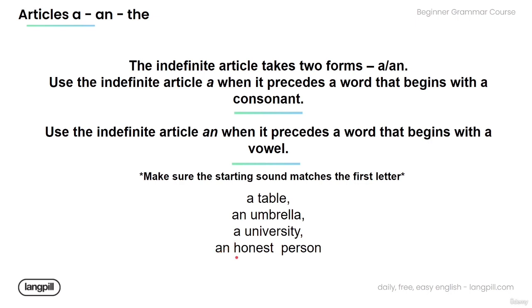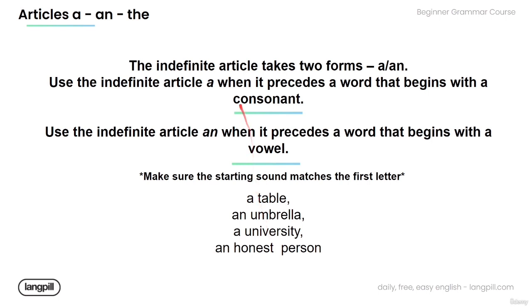Another example of that is here. Honest. Honest starts with an H. H is a consonant. So you would think that it should be the article a, a honest person. But actually, if you say the word honest, what is the first letter sound that you hear? It's not H. It's O. Honest. We don't say the H sound. It's not huh-nest. That's not how you say it. It's honest. So because that first sound is actually a vowel sound, we use an. So it's an honest person.